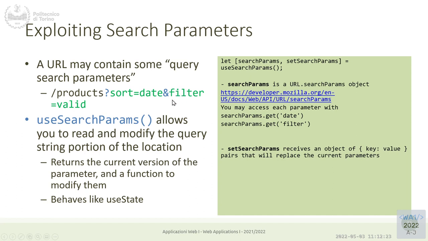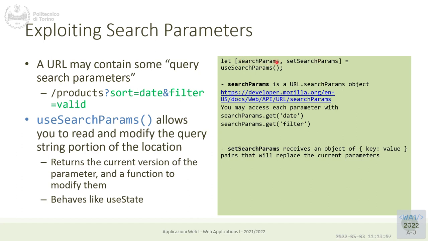Again, it's not very easy to use, but it may be used if you have some queries like this. Of course, the matching of the router will only work on the part before the question mark. The router only filters and decides about the URL, not the search parameters. But then when you are in the page, you can query these parameters if you want. You just have to call the hook called useSearchParams, that will give you one variable and one setter function, like useState, more or less.